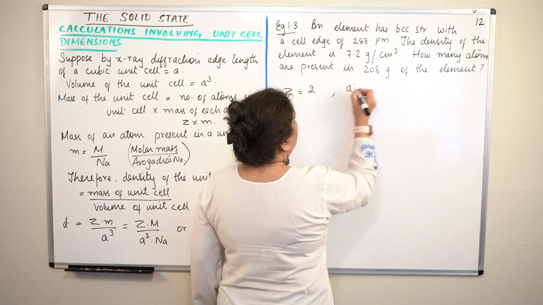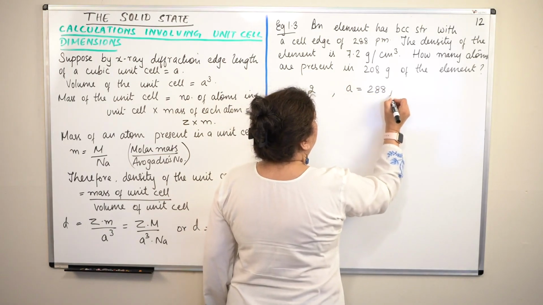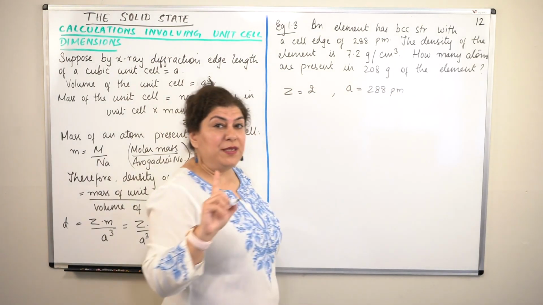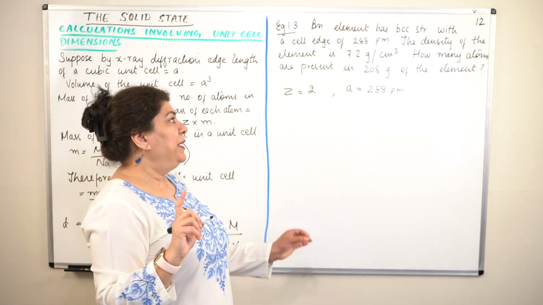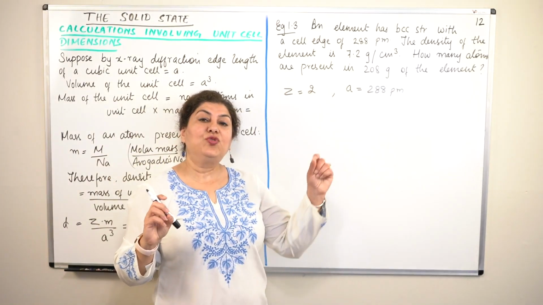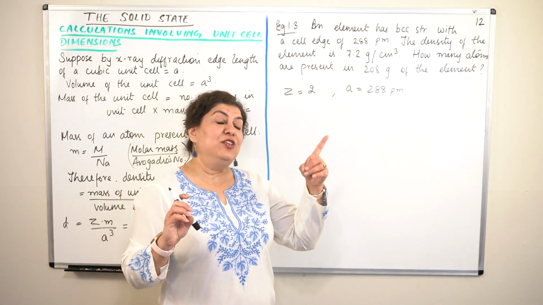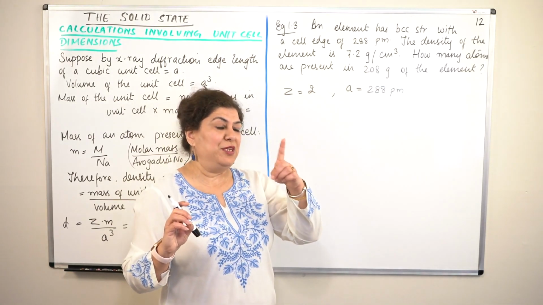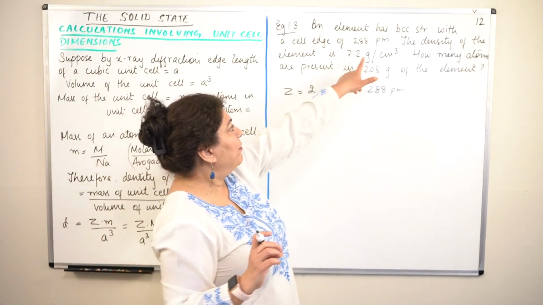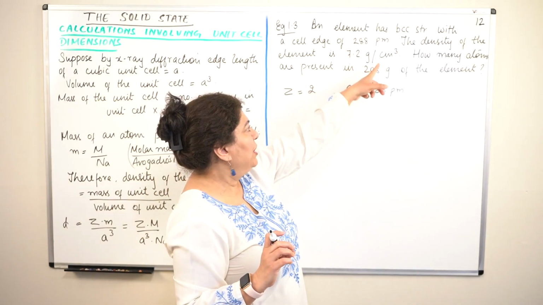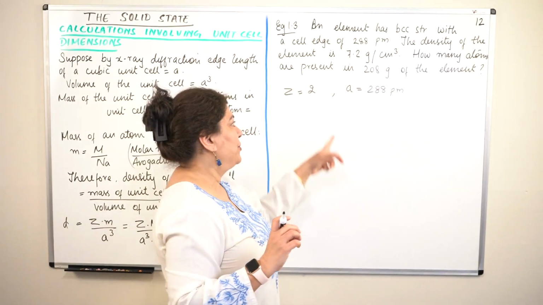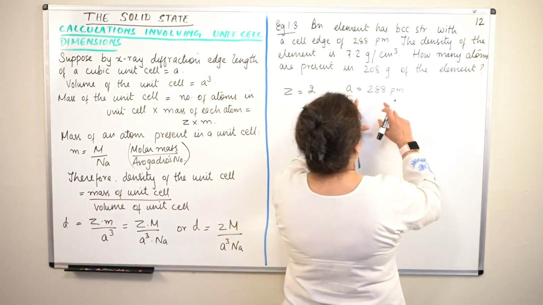A is equal to 288 picometers. If you have to convert picometers, 1 picometer is 10 to the power minus 12 meter. So in other words, it is 10 to the power minus 10 centimeters. So let us convert it into centimeter. Why? Because when you come down here, you'll see the density is in centimeter cube. So let me convert this into centimeter cube.